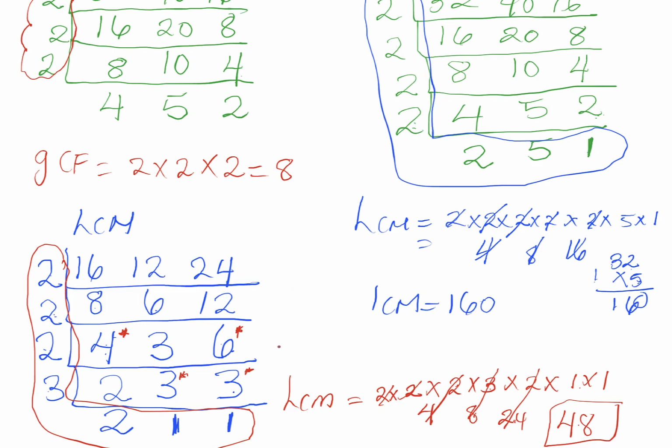Now remember, if I wanted the GCF for this, your GCF would have been, and let's put this in green. So your GCF would have stopped here because you're not going to be pairing. So the GCF would just have been this, which is 2 times 2 is 4. If we wanted the GCF. With GCF, we don't do any pairing, only with LCM.